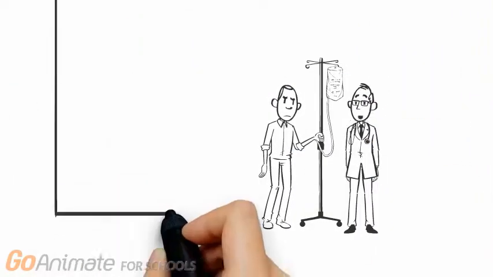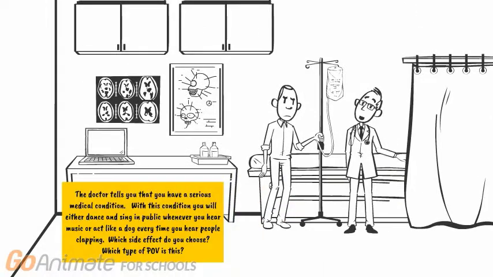The doctor tells you that you have a serious medical condition. With this condition, you will either dance and sing in public whenever you hear music, or act like a dog every time you hear people clapping. Which side effect do you choose? Which type of POV is this?